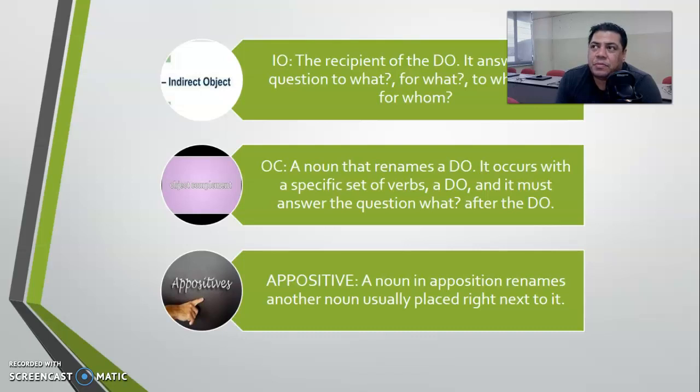Now, to find an object complement, you need a verb, a specific kind of verb. There are not many verbs that allow us to have object complement. If you have checked the list, you will find verbs like select, choose, make, appoint, consider, think, paint, even color. So you can find different verbs over there that allow us to have object complements. Let me write an example for you.